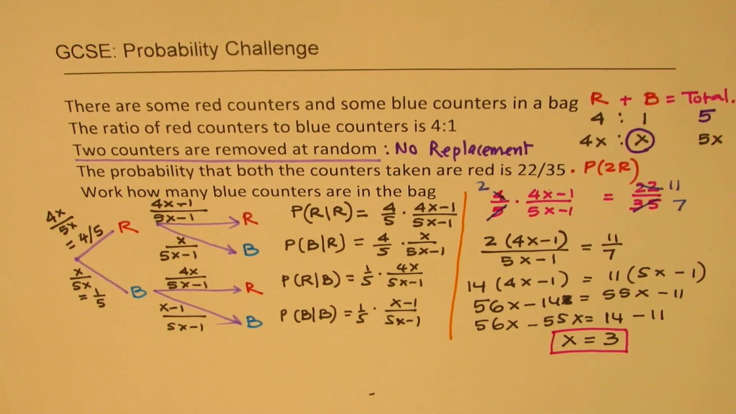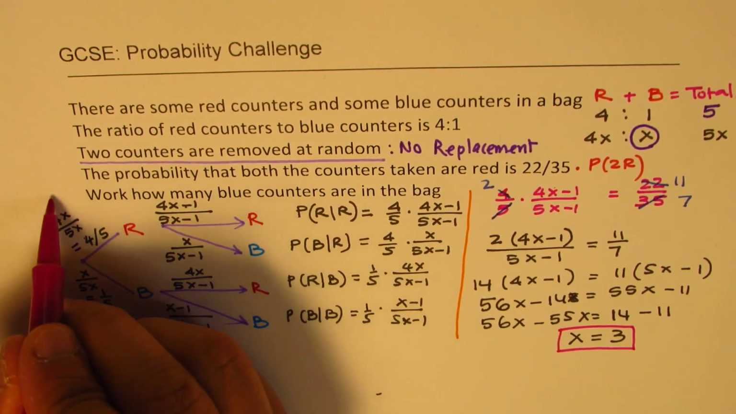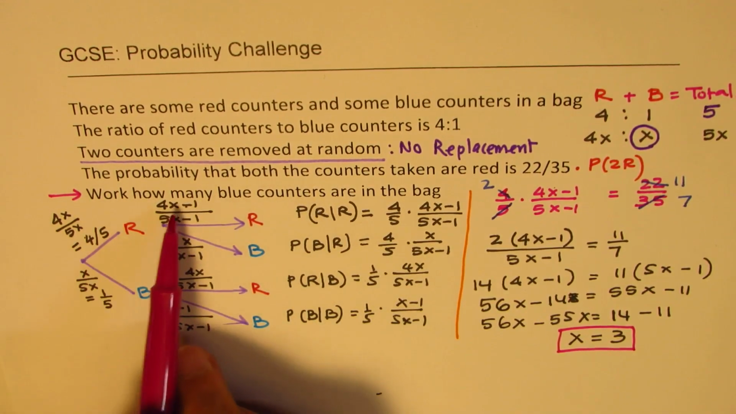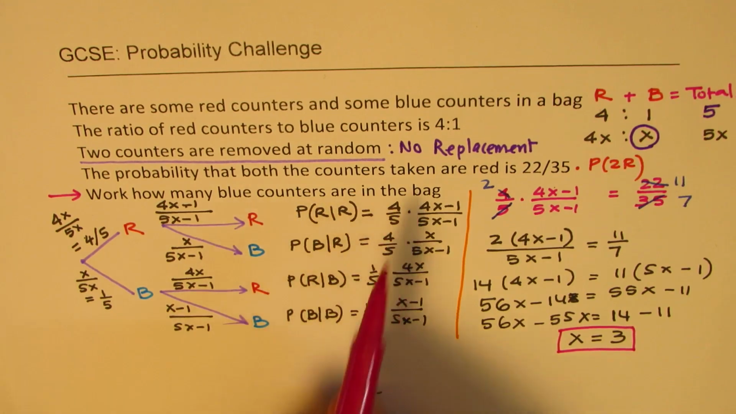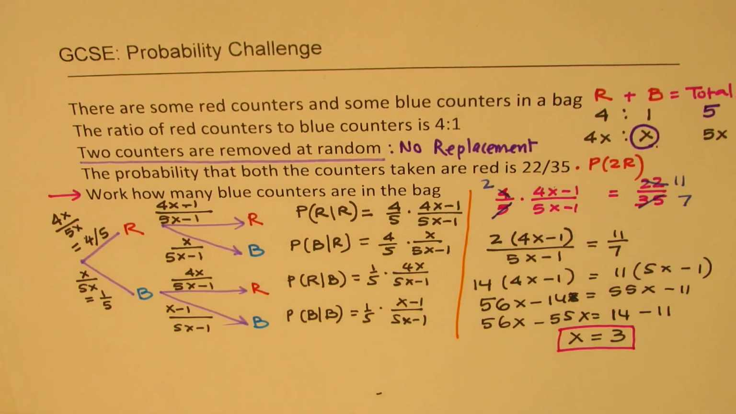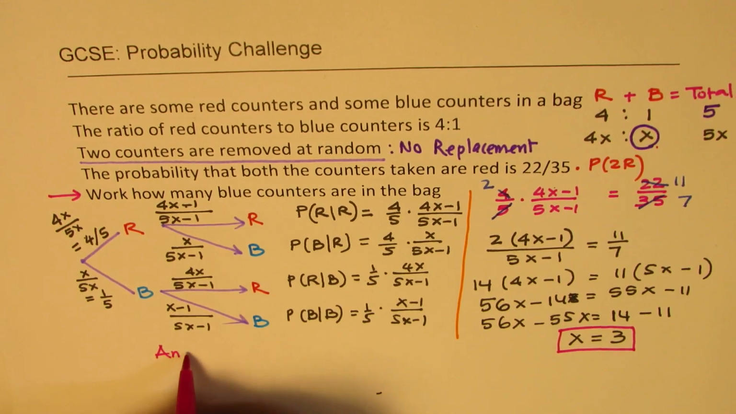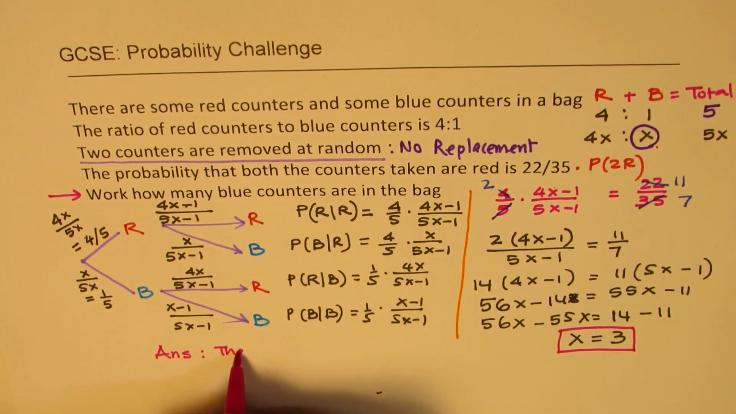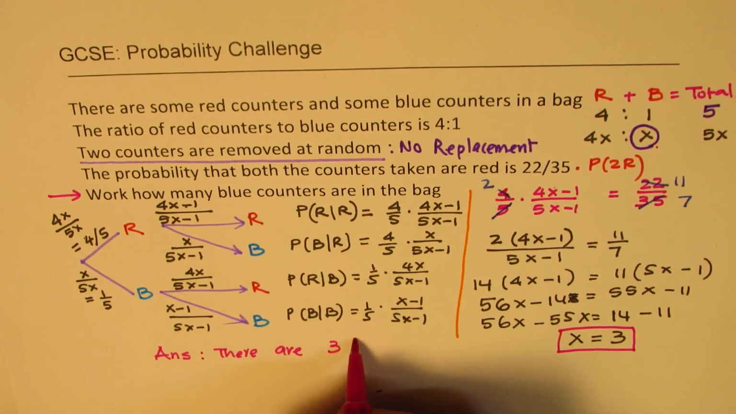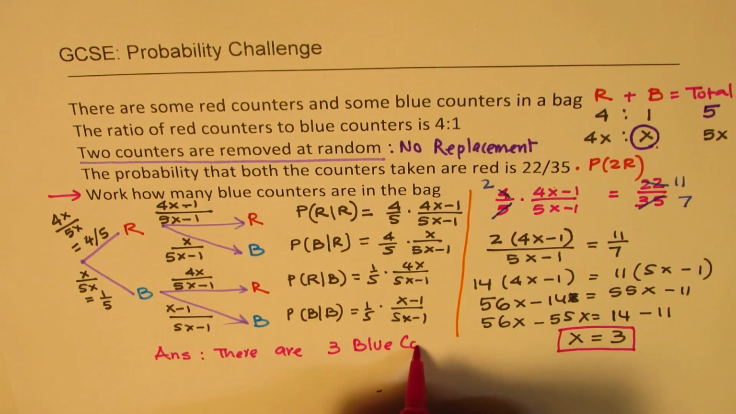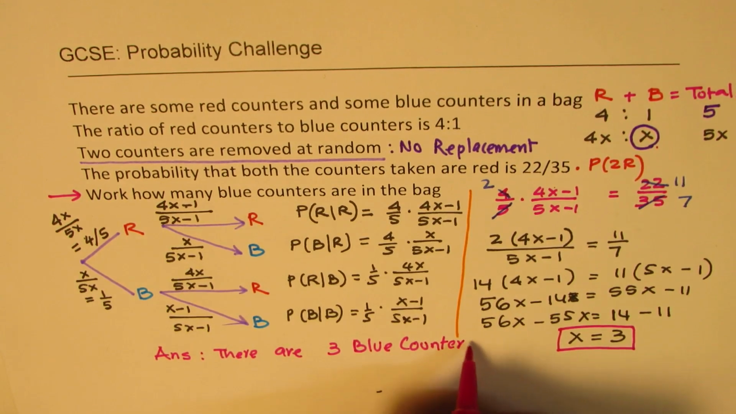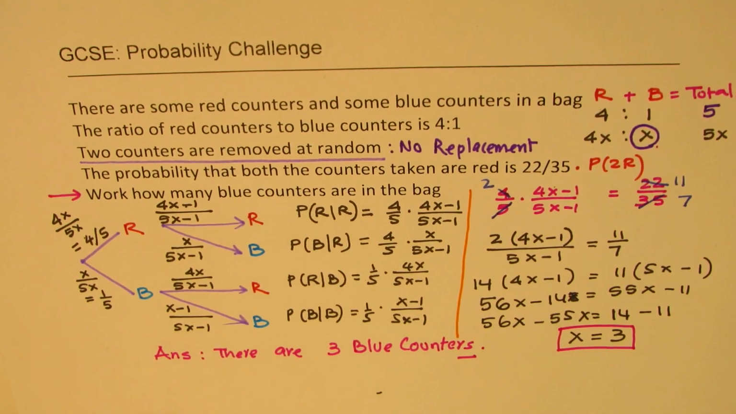Now what do you need to figure out? Work out how many blue counters are in the bag. So we started with x blue counters. So we have our answer right there. There are 3 blue counters. Does it make sense to you, right? So that is how you can actually solve this question, right?